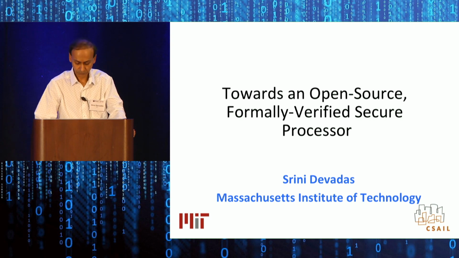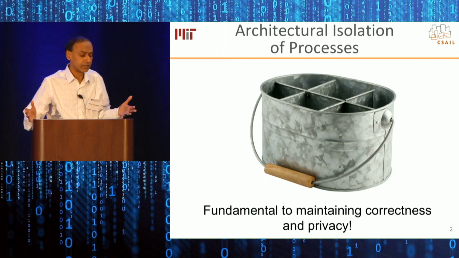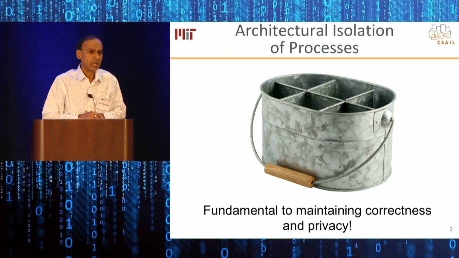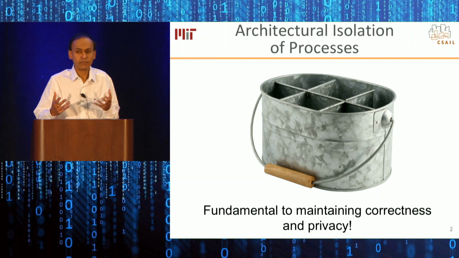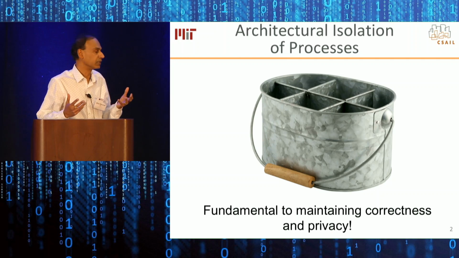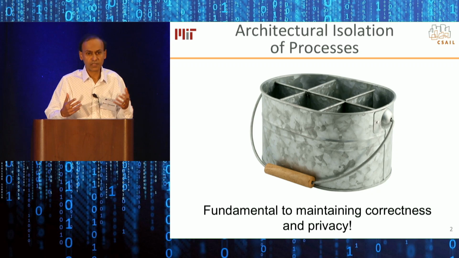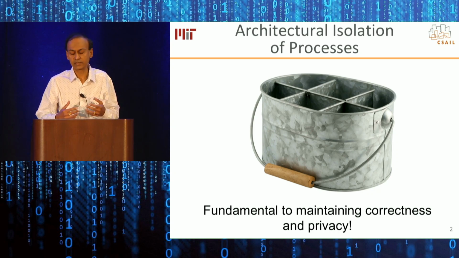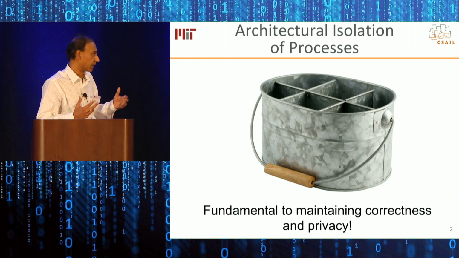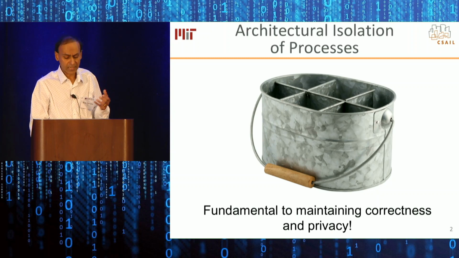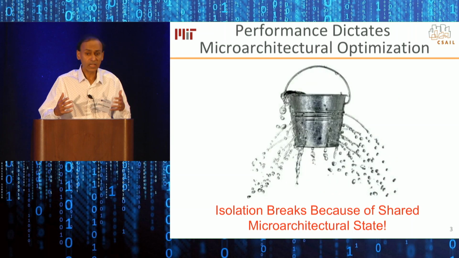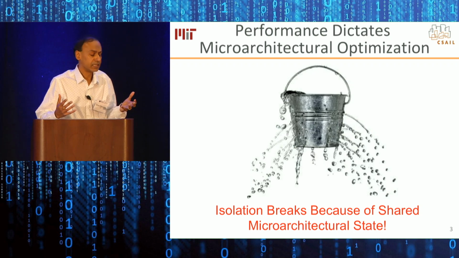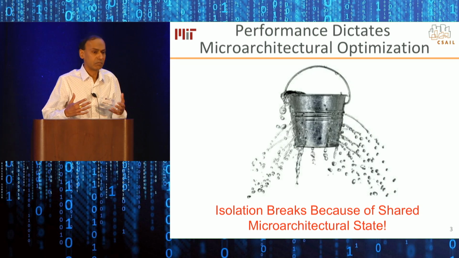trying to get to secure processors. If you look at what time-shared systems should give us, one of the things they should give us is architectural isolation. We want compartments associated with processes, and we want privacy and integrity guarantees associated with these processes. That's fundamental to maintaining process correctness, as well as to privacy considerations. But unfortunately, what's happened over the past few years is we have this picture here, of all these leaks of information associated with breaking process abstractions.